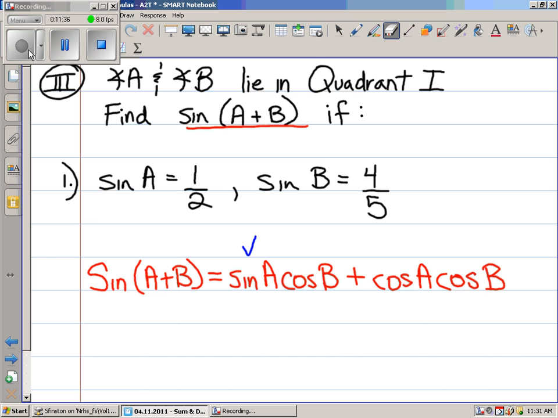Oh, made a mistake. This is cos A sine B. And so let's check off all the stuff that we have. Sine B we have, and then we're screwed because we don't know how much this is, and we don't know how much this is.